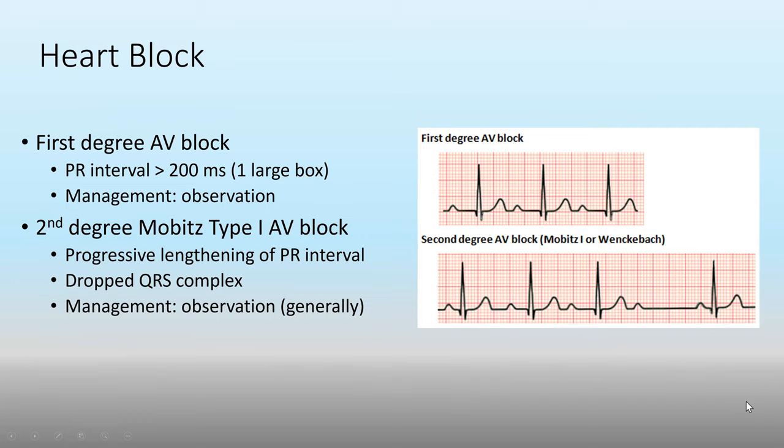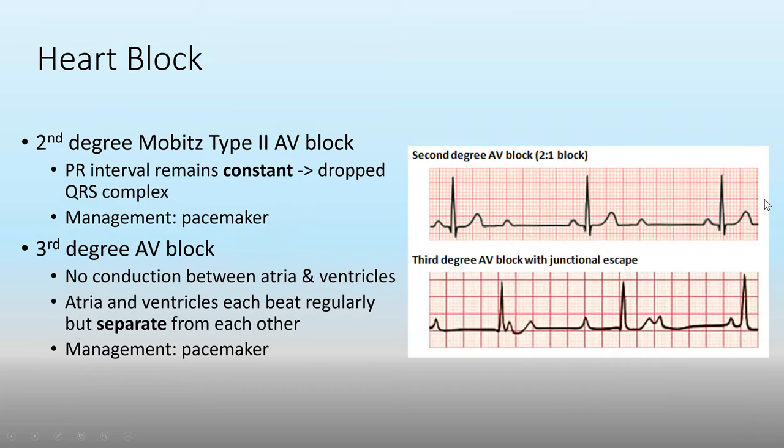So management for first degree and second degree type 1 is typically observation. You basically choose whether or not you intervene based on whether it's likely to progress to a third degree block. These two are the least likely to progress, so you typically observe. The way you differentiate is obviously if a QRS complex is dropped versus first degree, where there's no drop.